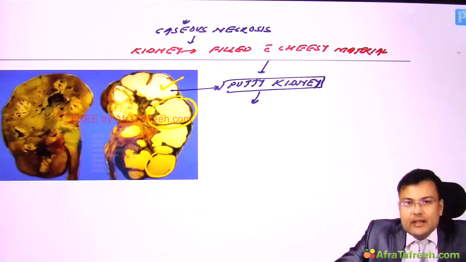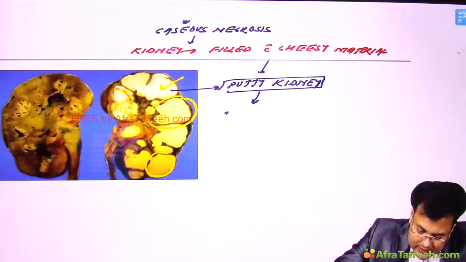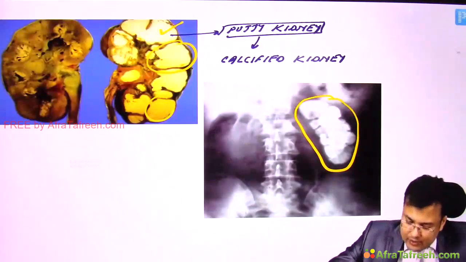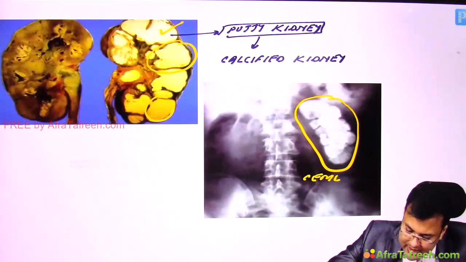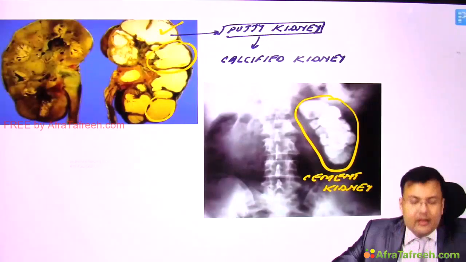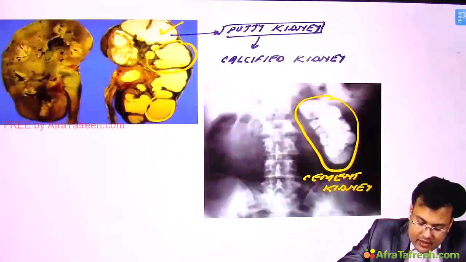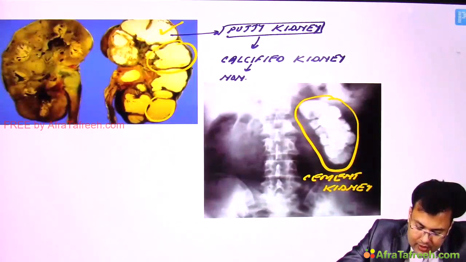Clear? After that, the kidney is calcified, and see first how it looks. This is the calcified kidney, and this calcified kidney is known as cement kidney. And after that what happens? There is calcification in the kidney, and the kidney is non-functioning. So there is a non-functioning calcified kidney.